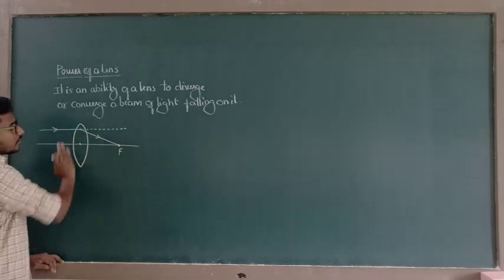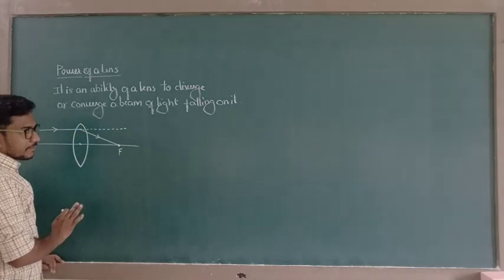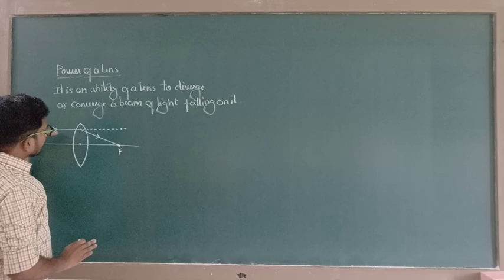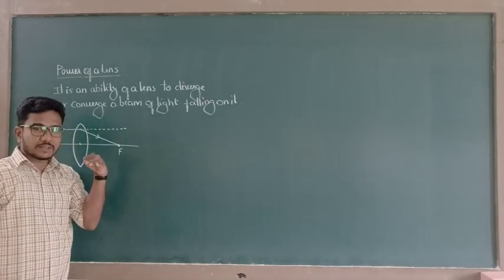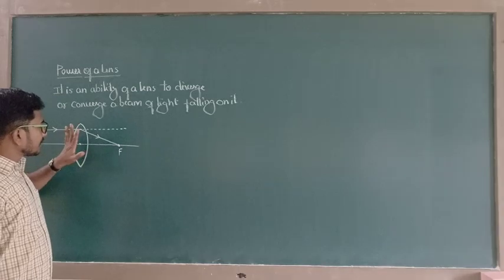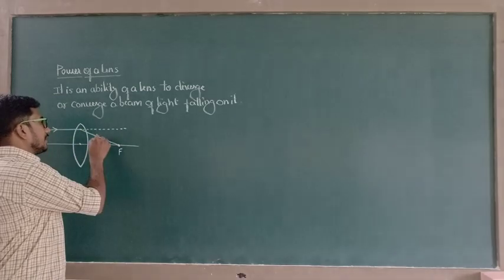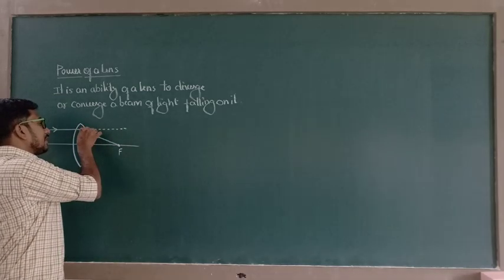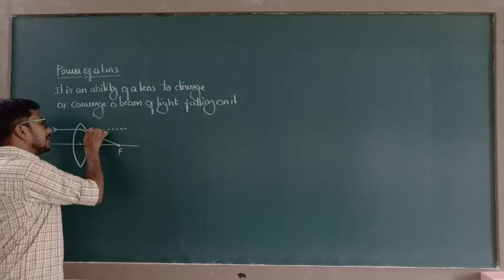If there is no convex lens here, then light would travel along this dotted segment, along this path. But in the presence of this convex lens, there is a change in the path of light by an angle. Let us say this angle is theta.